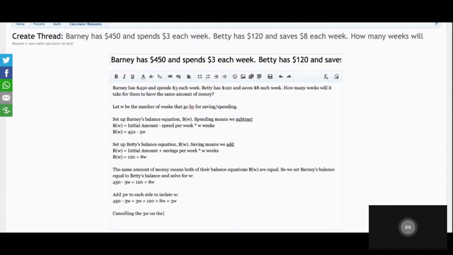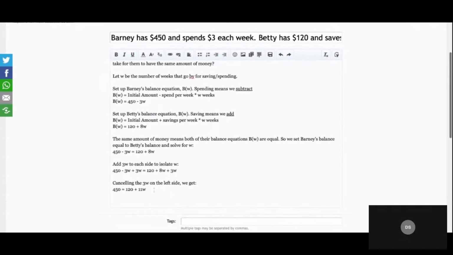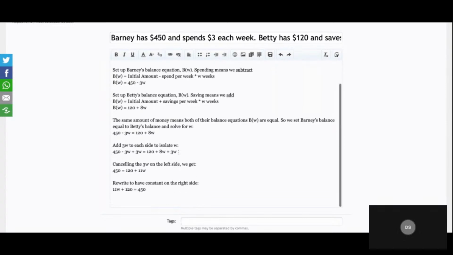Canceling the 3W on the left side, we get 450 equals 120 plus 11W, because 8 plus 3 is 11. So I'm going to flip this around because it's easier to read with the constant on the right side. So I'm just going to rewrite this, 11W plus 120 equals 450. Rewrite to have the constant on the right side. That's what we're doing here.